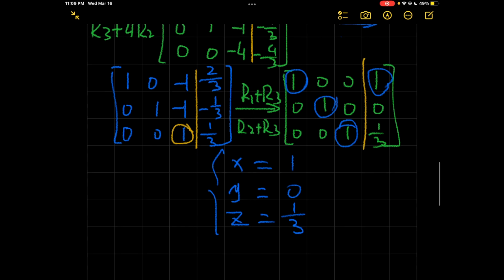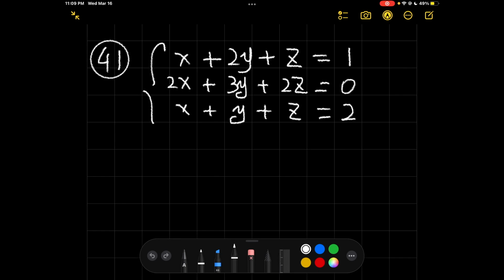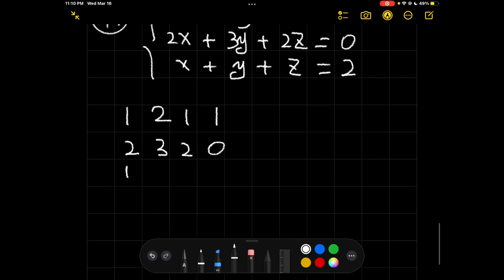Okay, let's move on to question 41. We have a linear system with 3 variables, and we try to write the augmented matrix form. It's 1, 2, 2, 1, 1, and 2, 3, 2, 0, and 1, 1, 1, 2.